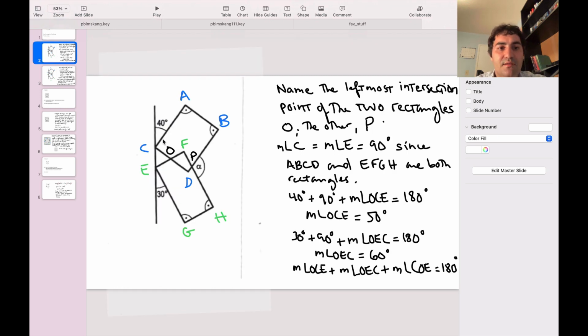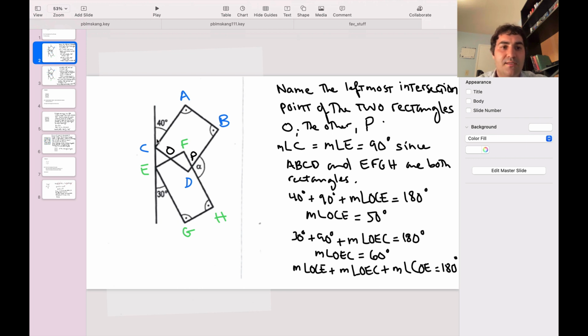So if we take a look at these two rectangles, I'm going to denote point O and point P, the common intersection of the two rectangles. So O is going to be the left one and P is going to be the right intersection. So we know the measure of angle C equals the measure of angle E, which is equal to 90 degrees, since A, B, C, D, and E, F, G, H are both rectangles.